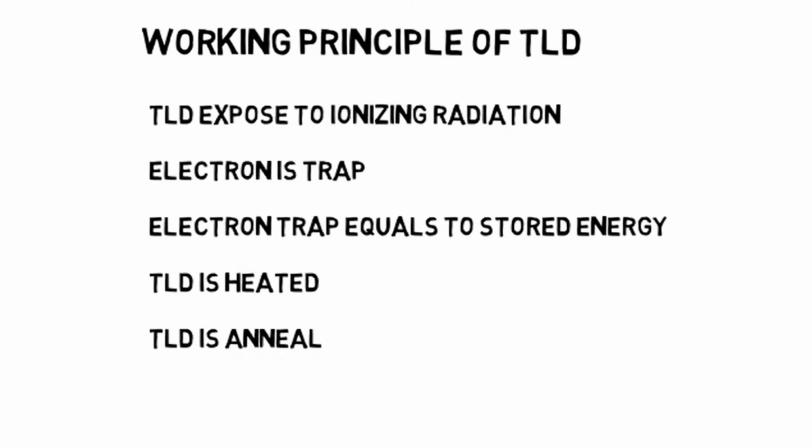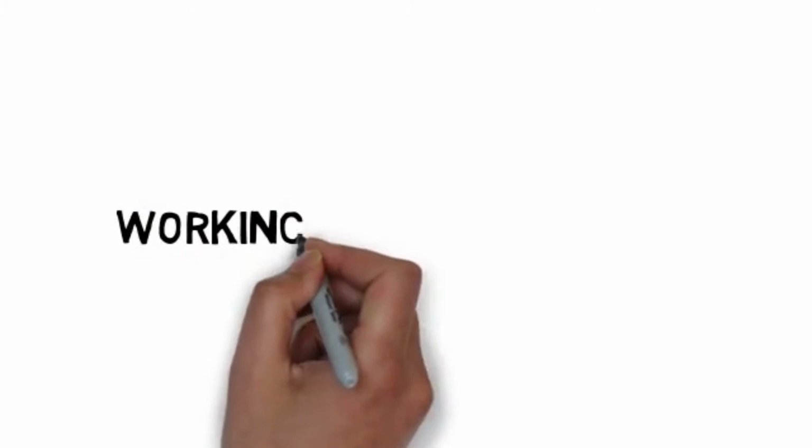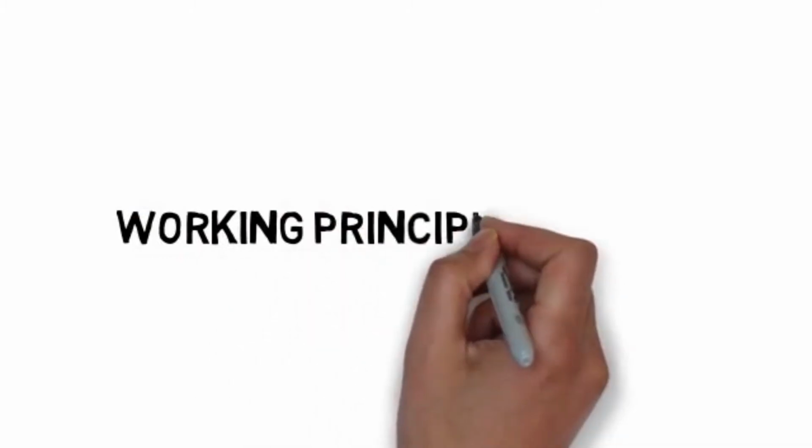After the measurement is taken, the TLD is annealed at a high temperature so as to zero the TL material by releasing all the trapped electrons, and then the TLD is ready to reuse. Same as TLD, OSLD has 5 steps on how it works but slightly different.